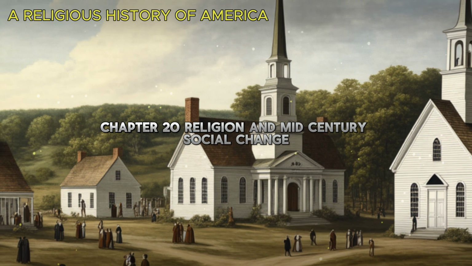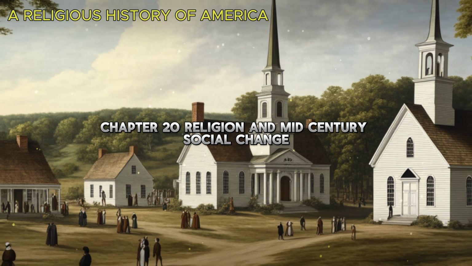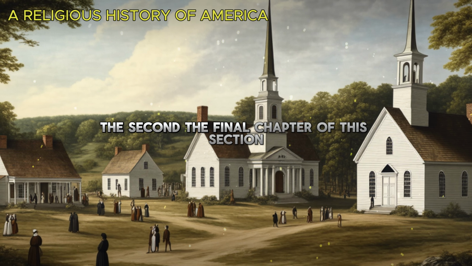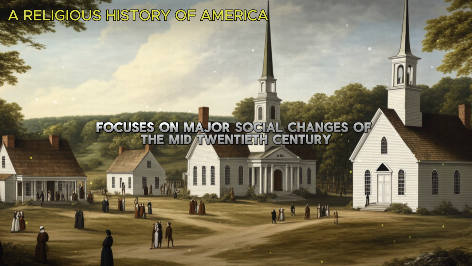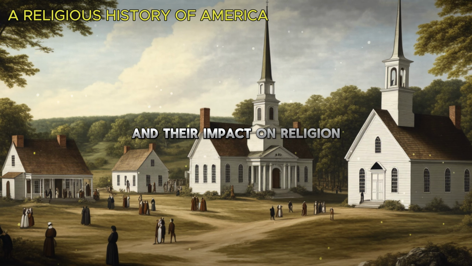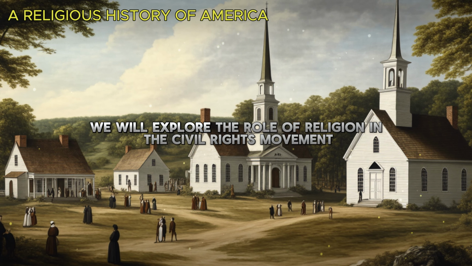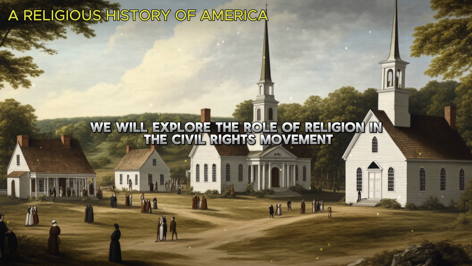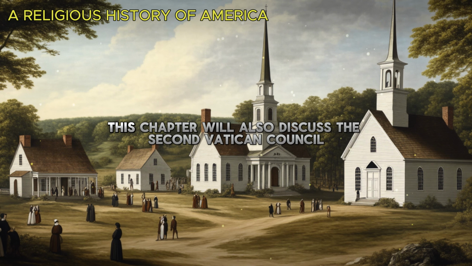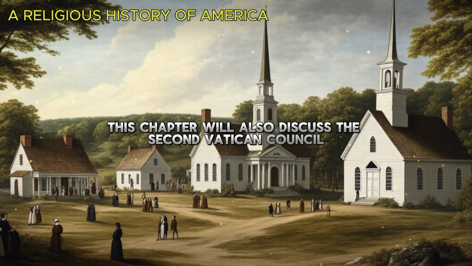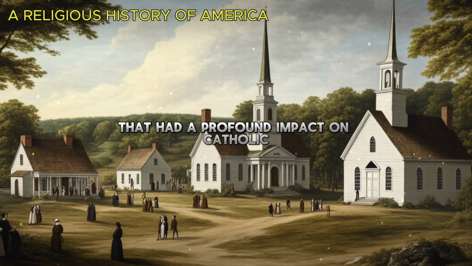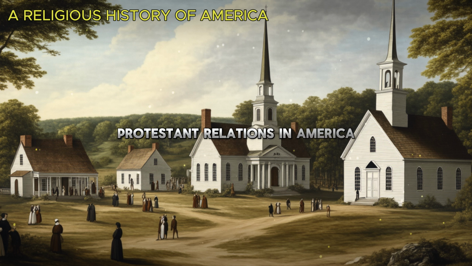Chapter 20. Religion and Mid-Century Social Change, the Civil Rights Movement, and Vatican II. The final chapter of this section focuses on major social changes of the mid-20th century and their impact on religion. We will explore the role of religion in the Civil Rights Movement, especially the leadership of Martin Luther King Jr. This chapter will also discuss the Second Vatican Council and the major changes in the Catholic Church that had a profound impact on Catholic-Protestant relations in America.